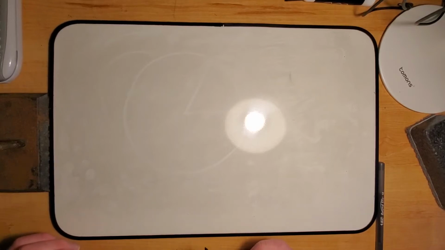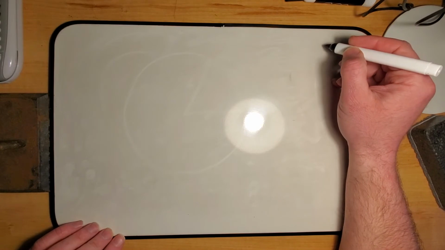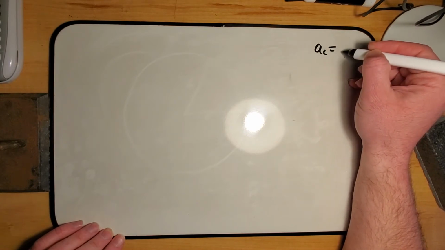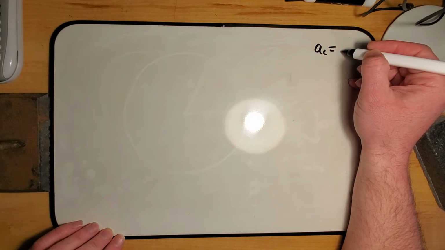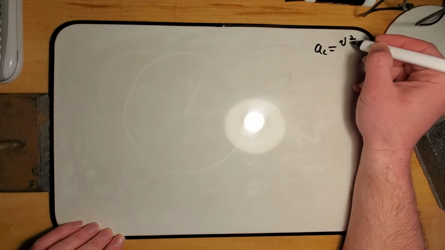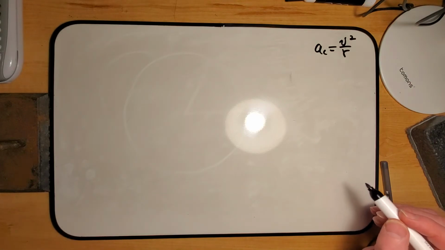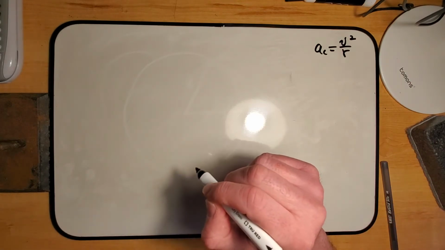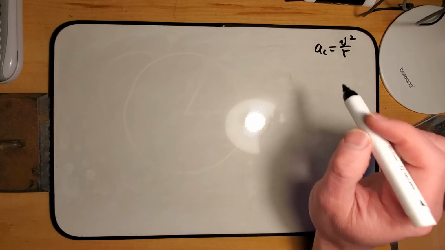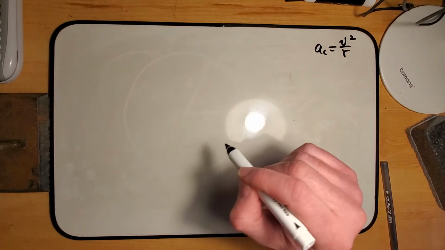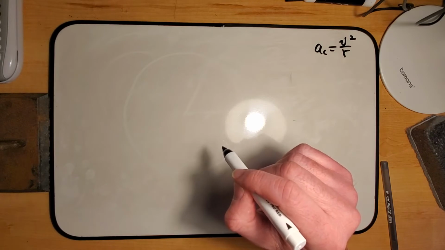Okay guys, in this video we're going to prove that a sub c is equal to v squared over r. And again, you don't have to prove anything on the exam. You will just have to be able to use the formula, plug in the terms that are given, and find out the term that is unknown.